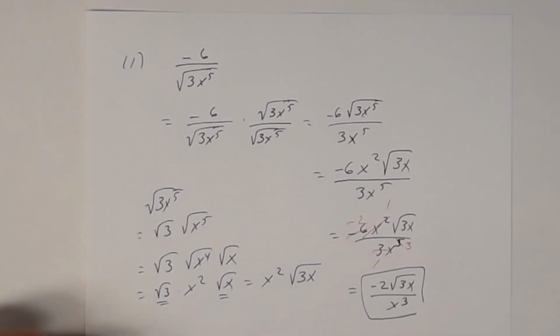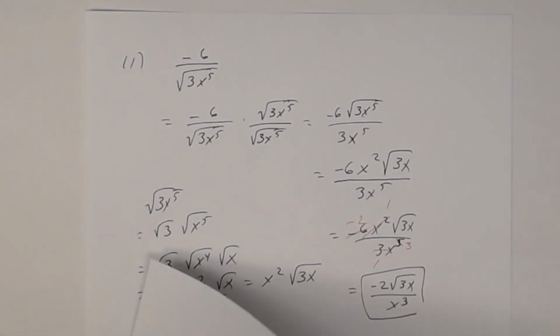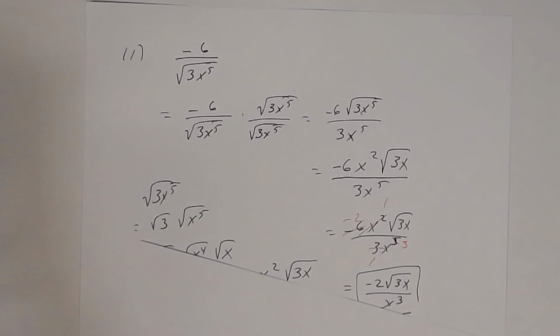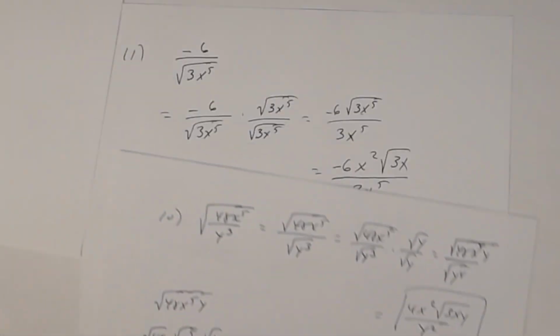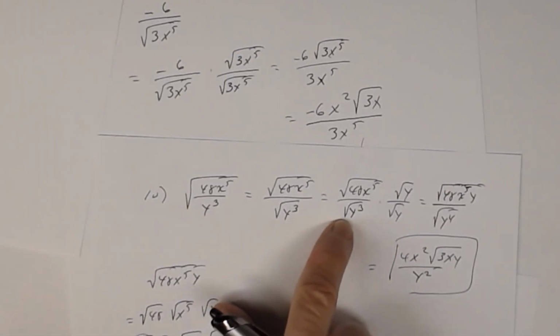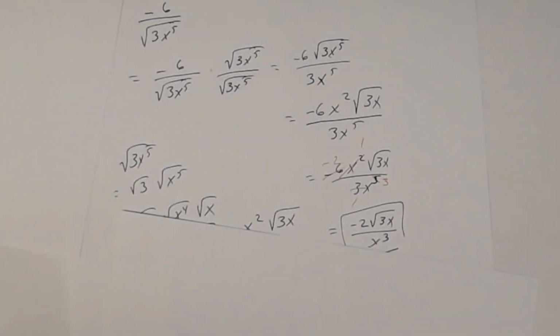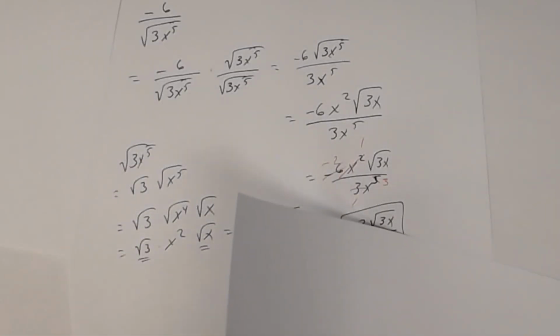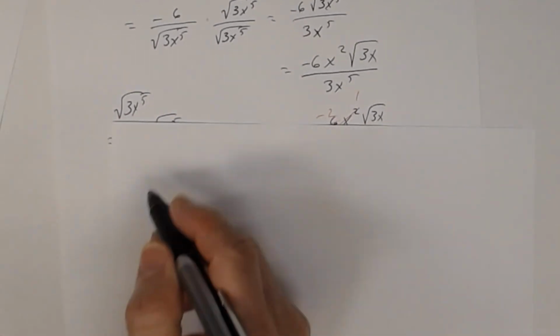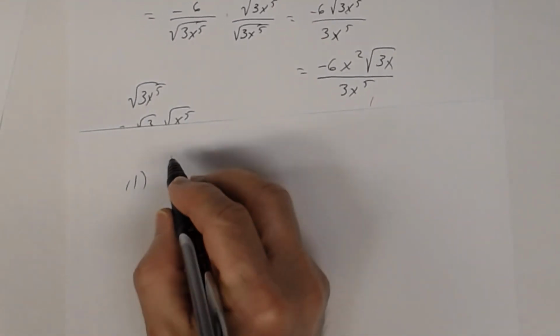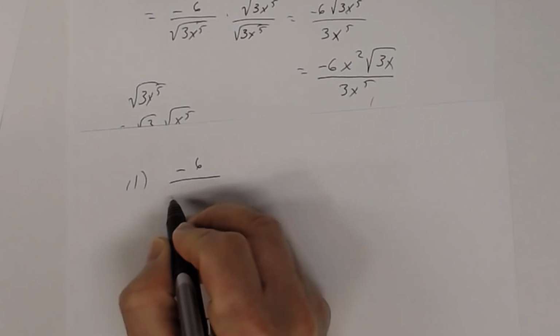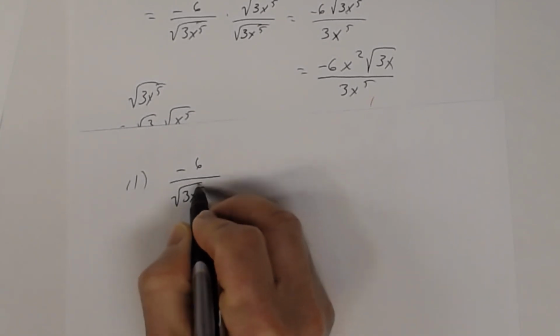Now, just to show you, you may say, well, can't we try doing it the other way? You remember that other way that we did, where we had the square root of y cubed, and we multiply by the square root of y to get the square root of y to the fourth? You can do that. So watch. This is what you would do. Let me go ahead and rewrite this over. So you have negative 6 divided by the square root of 3x to the fifth.